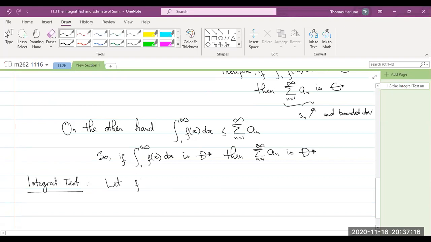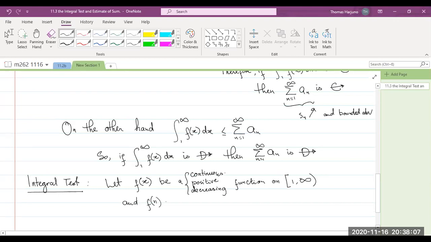Let f(x) be a continuous, positive, decreasing function on the interval 1 to infinity, and f(x) is the superposition function where f(n) equals the nth term.